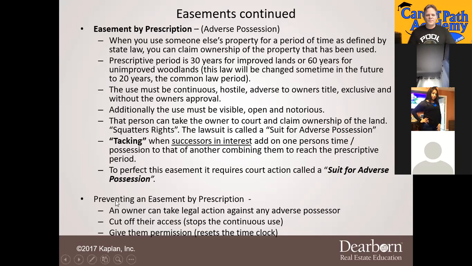All right. Now, how do you prevent somebody from gaining an easement by prescription against your property? Well, you've got to take legal action against any adverse possessor. Somebody squatting on your property, you've got to get them removed, right? Call the cops, and don't just call the cops to get them removed. Follow up with taking them to court so they cannot use your property. Or you could cut off their direct access, their continued use, thus resetting that time clock. Or you give them implicit permission to use your property. They can't take your property if you gave them permission to.